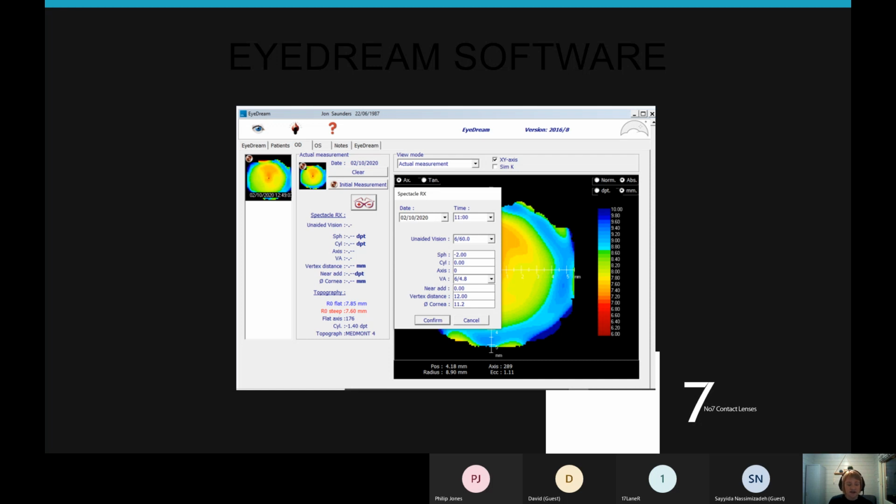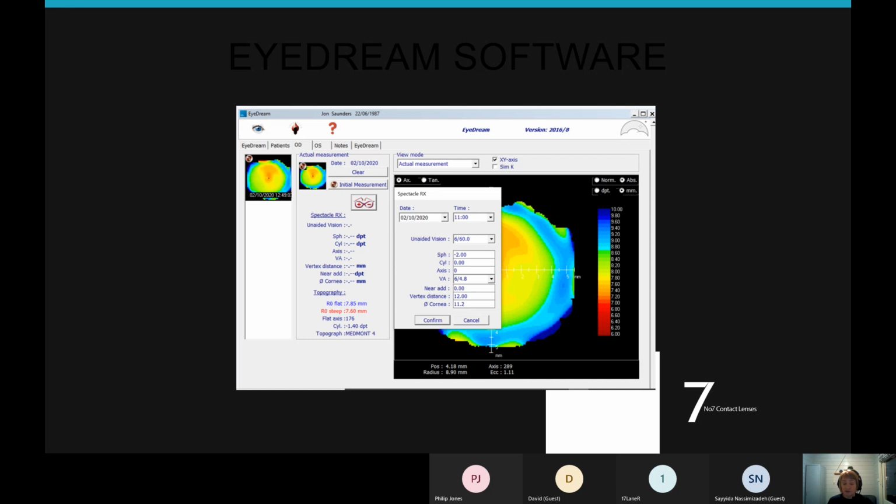Your unaided vision, again, is not really that relevant in this initial fit, but it becomes enormously important when we get to follow up because we want to know what the patient can see without the lenses in. You fill in your sphere, cyl, axis, VA, near add if you've got one, vertex distance defaults, but if you need to change it, you can do, and then you need to complete your corneal diameter.